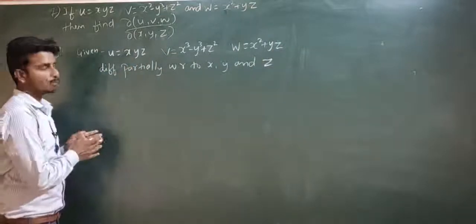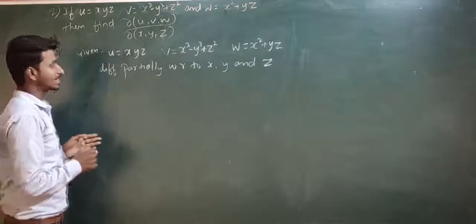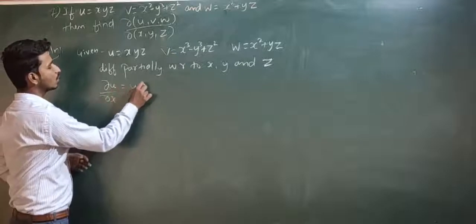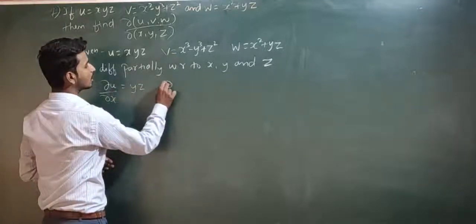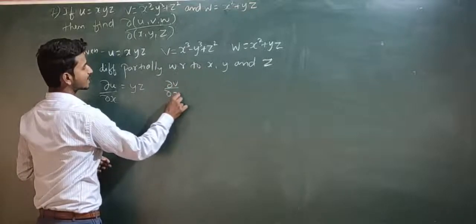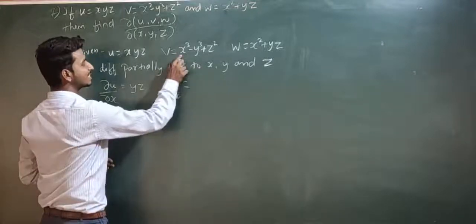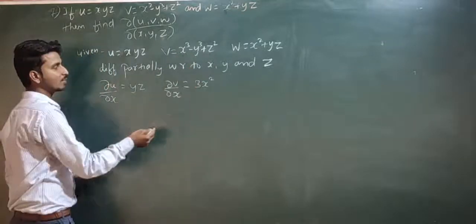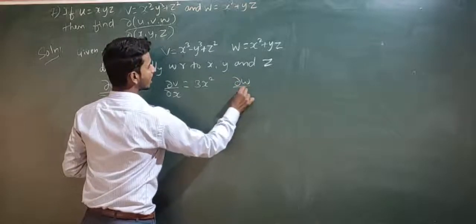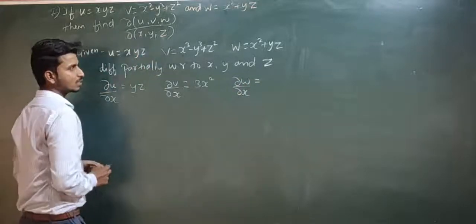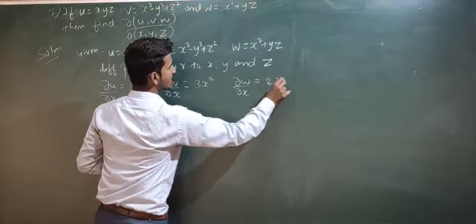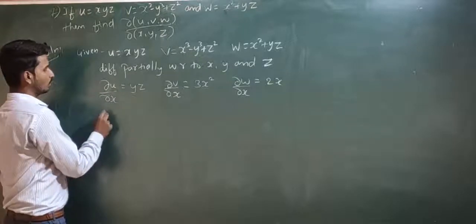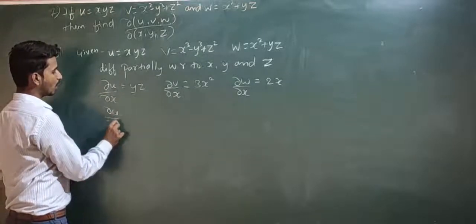Now if we differentiate partially this with respect to x, then ∂u/∂x is equal to yz. Next, ∂v/∂x, differentiating this with respect to x, is 3x², and the remaining are constant terms, that is 0. Next, ∂w/∂x is 2x, because we are differentiating with respect to x. Next, differentiate with respect to y, that is ∂u/∂y.